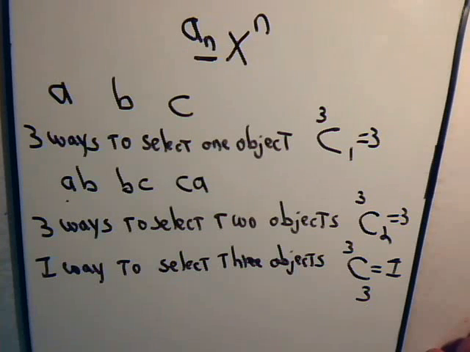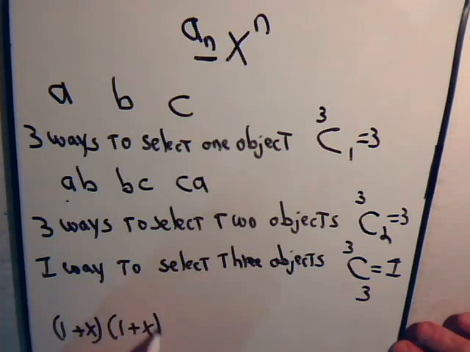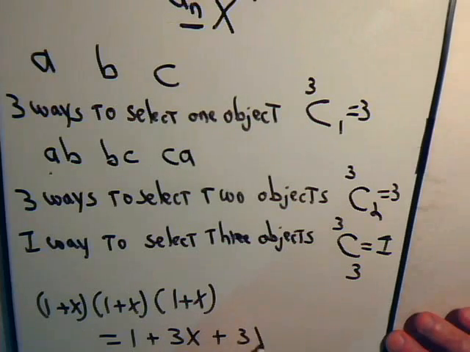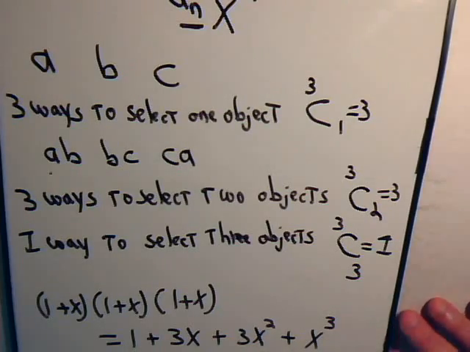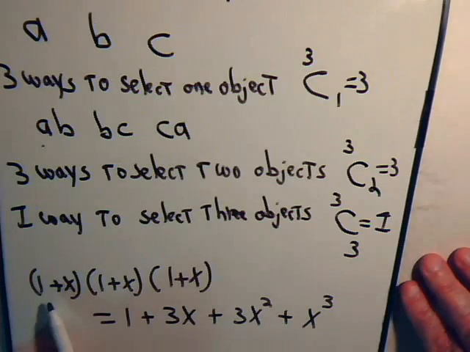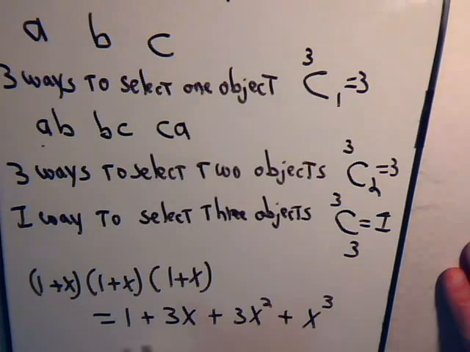But let's relate this now to generating functions. Suppose that, let's see how it's done. Suppose we have 1 plus x times 1 plus x times 1 plus x. If you multiply that out, this equals 1 plus 3x plus 3x squared plus x cubed. Now, we'll talk about this side of the equation in just a moment, but let's look at this side of the equation.